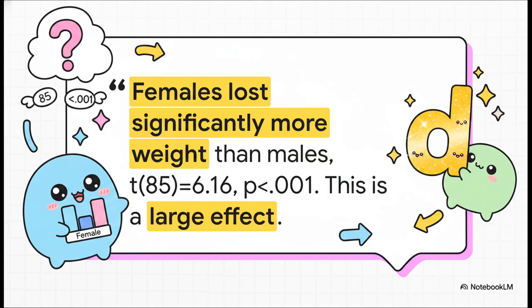Now, for any of you students watching this, take a good look. This is pretty much the perfect way to write up this kind of finding in a paper or a lab report. See how it's short, sweet, and to the point? It has all the key info, the t-value, the degrees of freedom, and of course, that all-important p-value. It also mentions something called Cohen's d, which tells us how big the difference is. And in our case, it was a large effect.